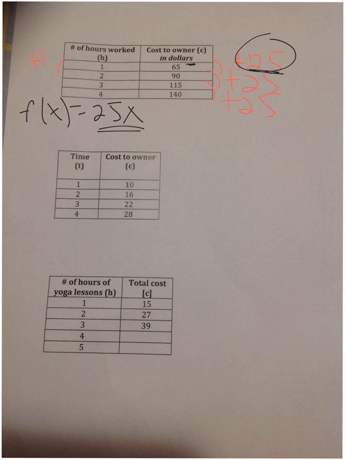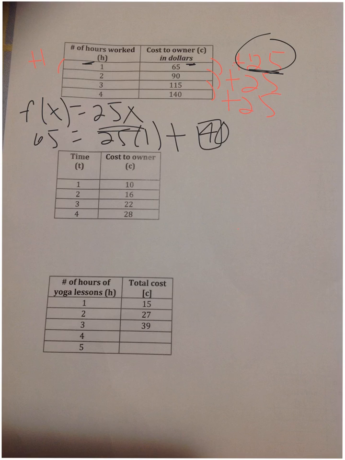So x is 1. This is our first one. So let's just go ahead and see if we can figure out a pattern. If we said x is 1 and we wanted the answer to end up at 65, what do we have to add to it? Well, 65 minus 25 will give us 40.